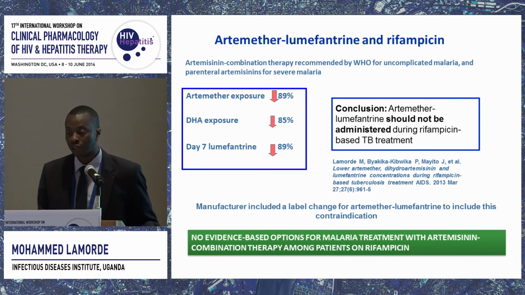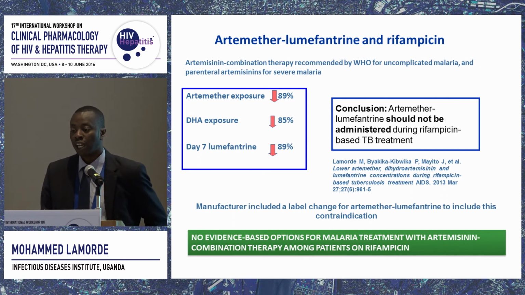There's an error there. That's not 89%. You should have read 68% for lumefantrine. So the conclusion from that study was that artemether-lumefantrine should not be co-administered during rifampicin-based TB treatment. When the study was completed, the manufacturer contacted us for information and submitted that for a label change to the FDA. When we presented the information to the Ministry of Health in Uganda, the question was, so what do you want us to use? And it turned out that there were really no treatment options left that there was an evidence base for.